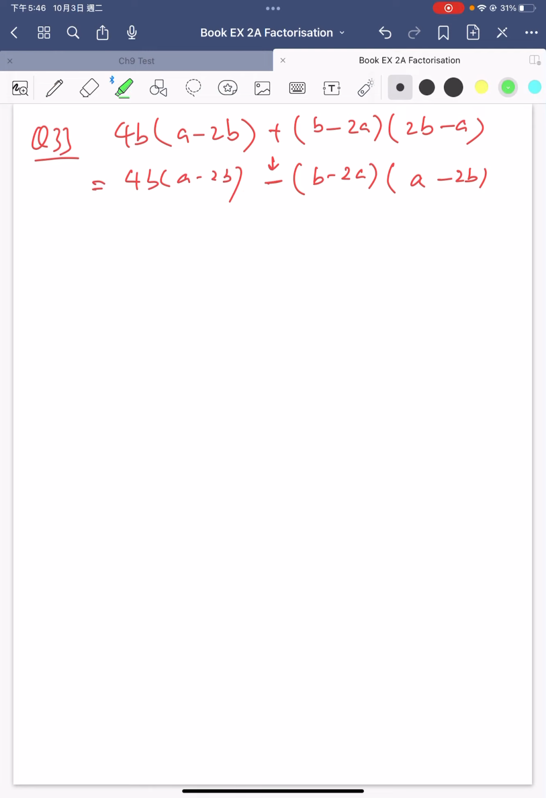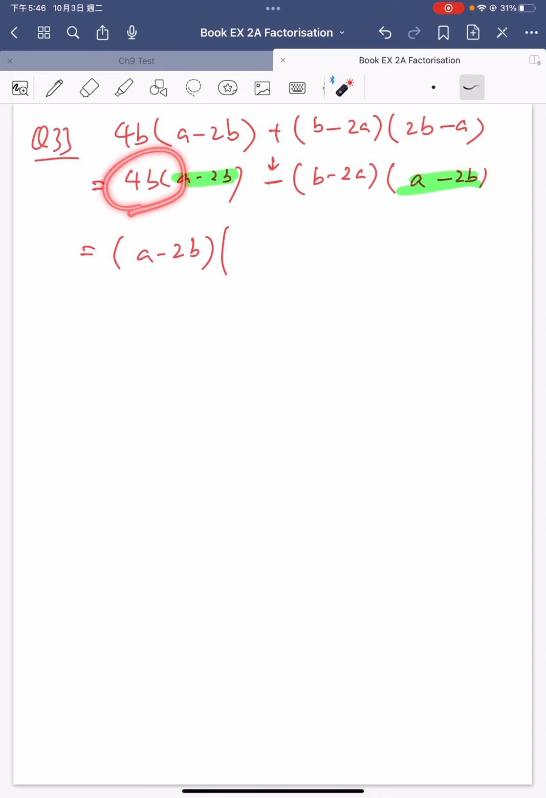And now we have the a minus 2b as our common factor. Then you take that out. Then what we are left with is 4b, sorry, this is 4b minus the bracket of (b minus 2a). So bear in mind that the bracket's still there, so don't just minus the inside stuff.